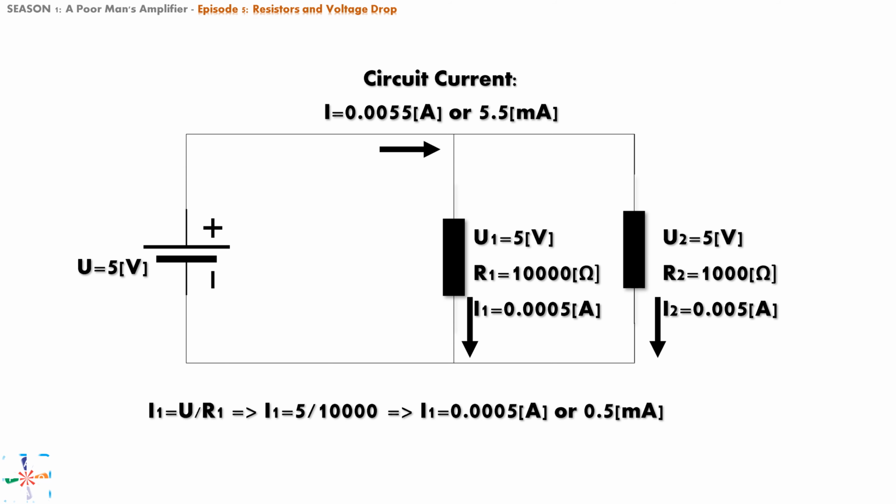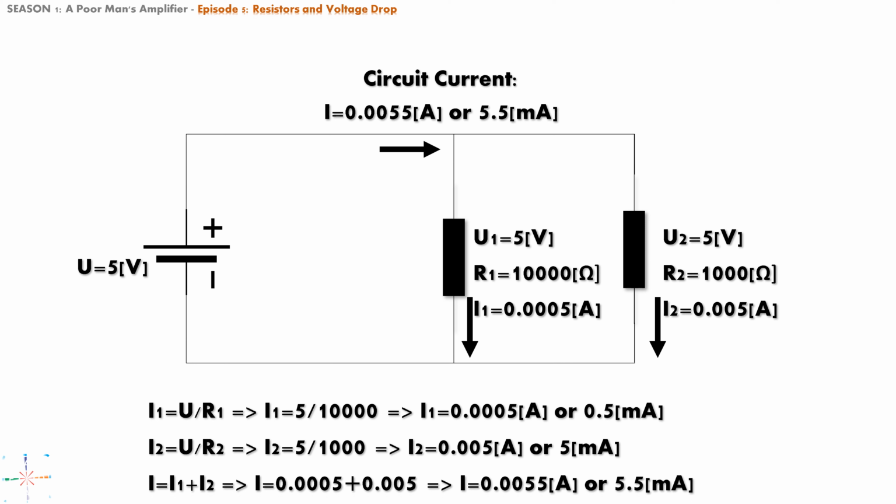Plugging numbers for I2 gives us a value for current of 0.005 amperes, or 5 milliamperes. Now, the sum of all individual currents running through each resistor must be equal to the current calculated running through the equivalent resistor. If that is not the case, then our math is wrong.